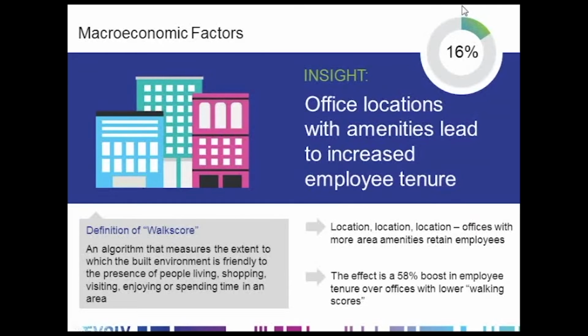So distance to daily amenities, dry cleaning, restaurants, and so forth, those are measured by a metric called walk score that ranges from 0 to 100. And that walk score is a stronger predictor of attrition than other factors like distance to work. Locations with high walk scores retain employees 58% longer than locations with low walk scores. So this is something to consider the next time you're scouting an office location.